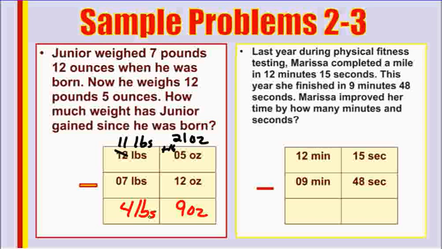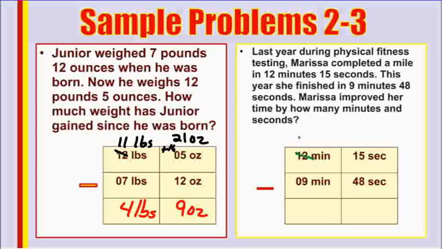Problem 3. Last year during physical fitness testing, Marissa completed a mile in 12 minutes, 15 seconds. This year she finished in 9 minutes, 48 seconds. Marissa improved her time by how many minutes and seconds? So you're comparing again, so we are subtracting. Again, I need more seconds.